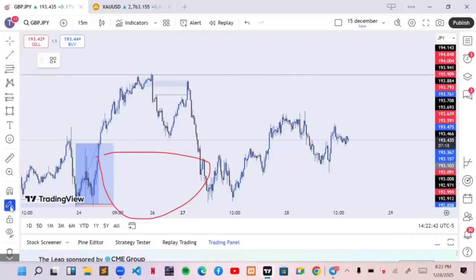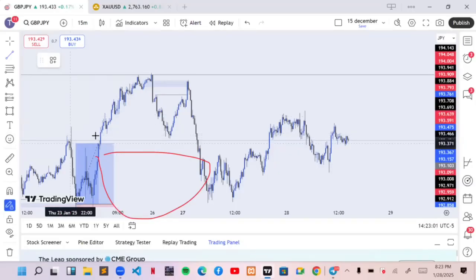I will now start looking out for my what? My strategy. The strategy is what? Market structure, liquidity, point of interest. Market structure, there are two things I look out for there: market structure shift or break of structure. So I will now start asking, did anything like break of structure occur here or market structure shift?